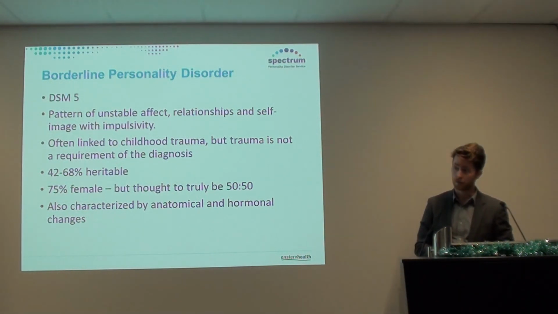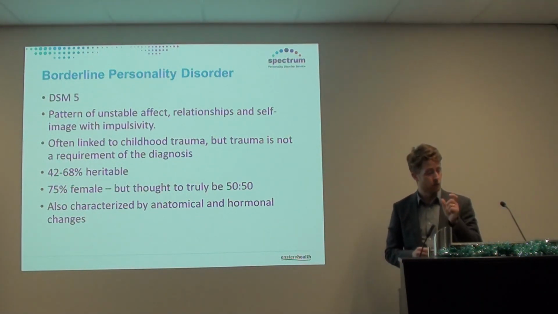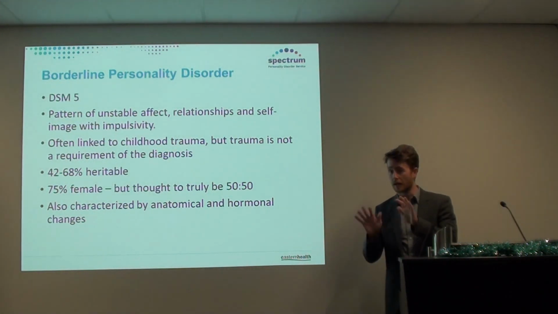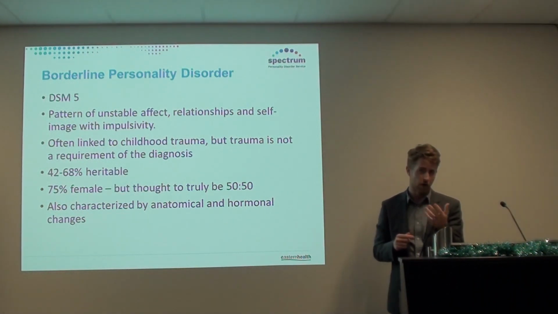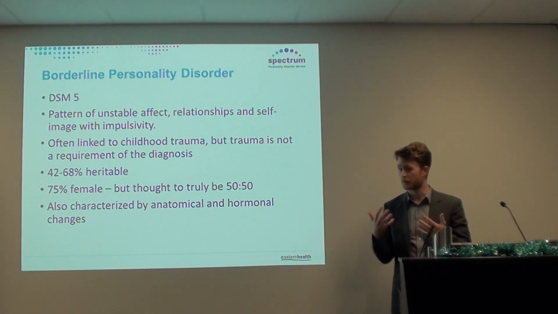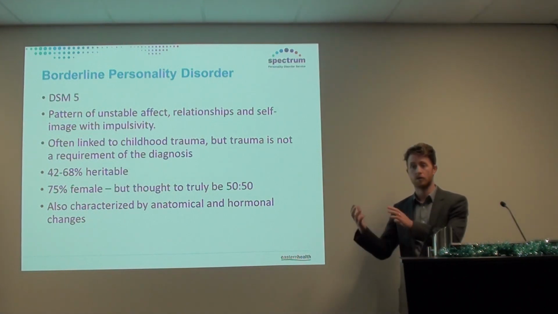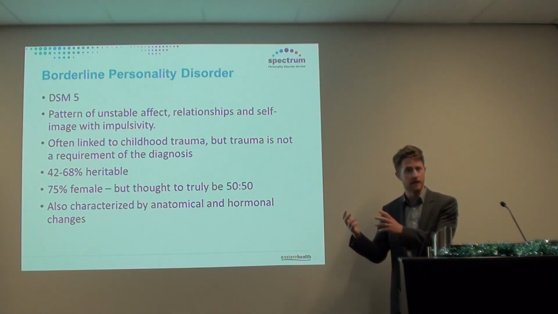The people that are presenting to our services, 75% are female, but a closer look at the epidemiology in the community suggests the disorder actually has a 50-50 split across the genders. And it's thought that the reason that we're seeing 75% here has to do with the way that the disorder presents in females versus males. In many cases, the idea is that men who have a diagnosis of antisocial personality disorder may actually better fit the criteria of borderline, but men are more likely to get lumped into that category.